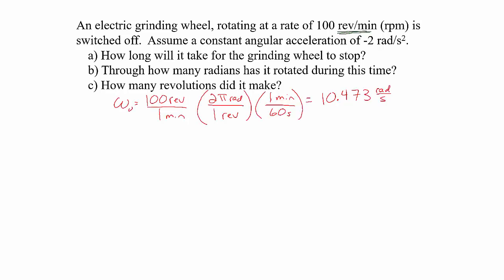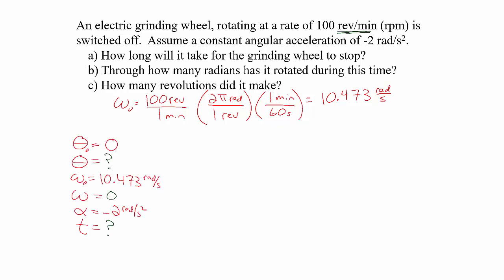The first step is to convert the revolutions per minute to radians per second. We need our angular velocities to be in radians per second. So 100 revolutions divided by 1 minute, there's 2 pi radians in 1 revolution, and 60 seconds in 1 minute. So 100 revolutions per minute is 10.473 radians per second. And so we set up our table.